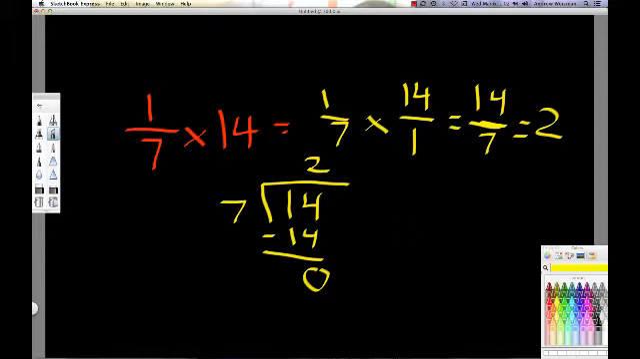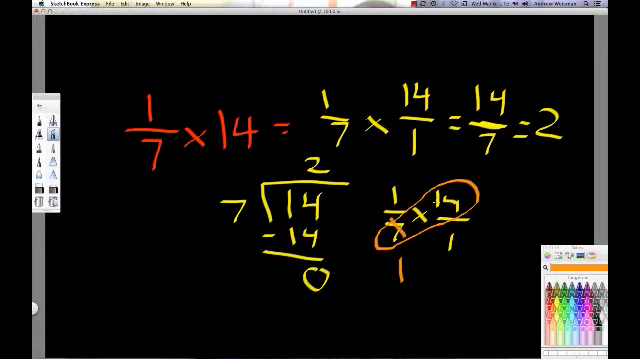The other thing that you could do is you could cancel. And if you understand how to do that, I'm just going to recopy this over here so you can see. It's a good strategy. And you can cancel by saying, okay, I can now take my cross products. And 7 goes into both of these numbers. 7 goes into 7 once. 7 goes into 14 twice. So in essence, I end up getting 2 over 1, which is also equal to 2.